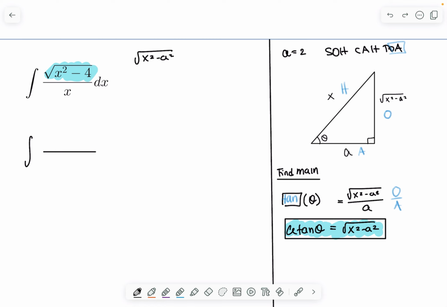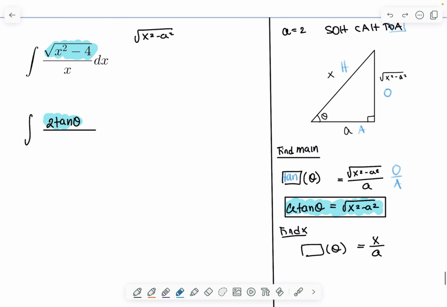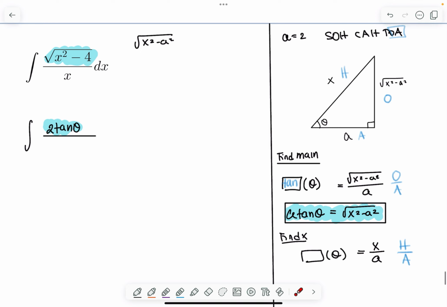So given that my a is 2, this becomes 2 tangent of theta, and then we have to put x in terms of theta. So now I'm going to go ahead and find x. So remember, the strategy is always to put what you want at the top, a at the bottom. Ask yourself, blank of theta is going to give me x over a. Well, then you ask yourself, well, what is x over a? Well, the x is going to be your hypotenuse, and your a is going to be adjacent.